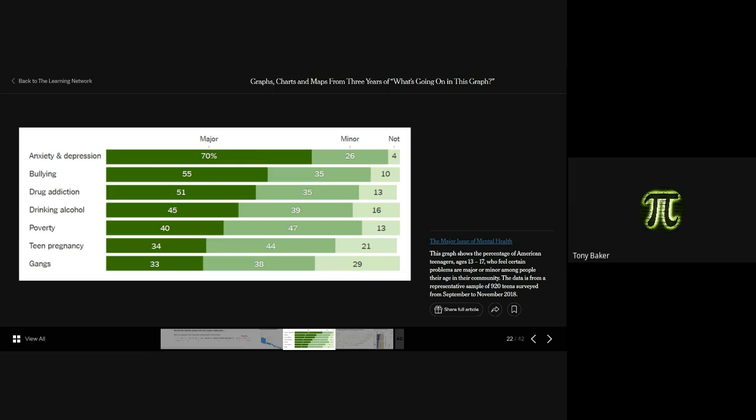This graph shows the percentage of American teenagers 13 to 17 who feel certain problems are major or minor among people in their age group. This was done from September to November of 2018. I'd be interested to see this graph done again. So, what kind of graph is this? This is a stacked bar graph. What should each graph add up to? It should add up to 100. Do they?